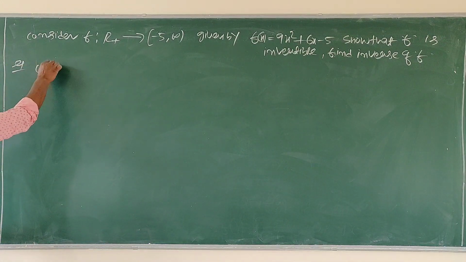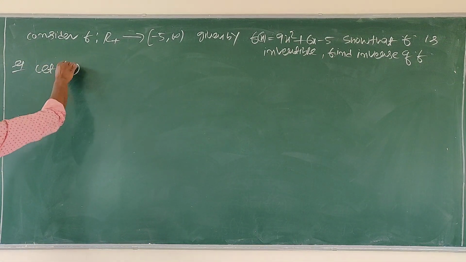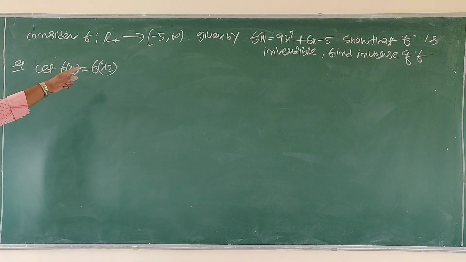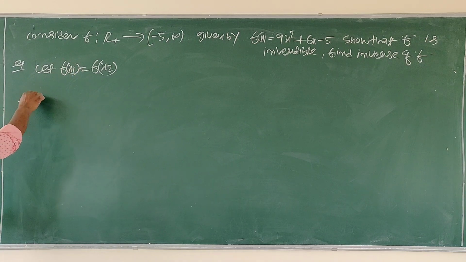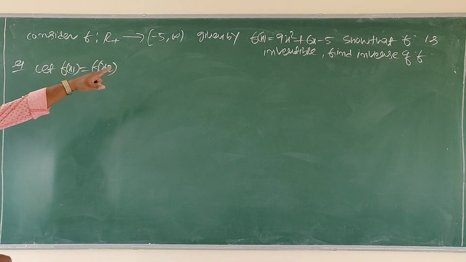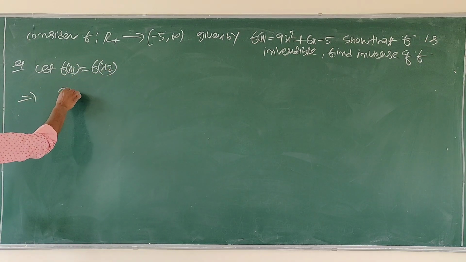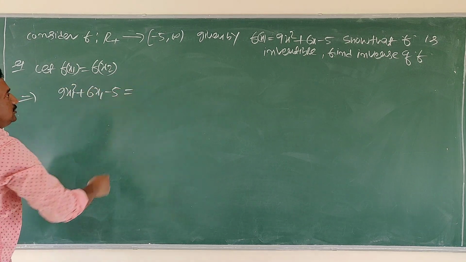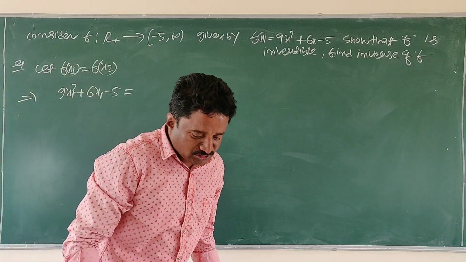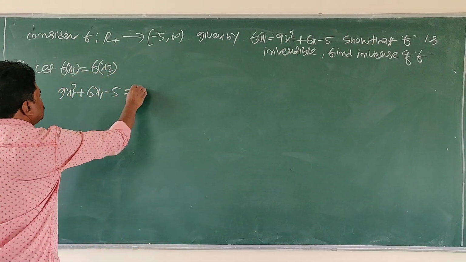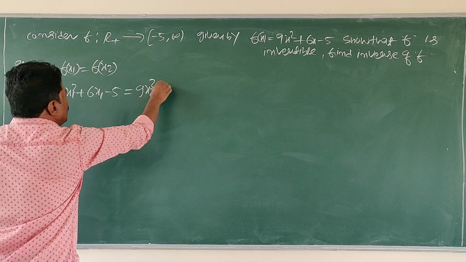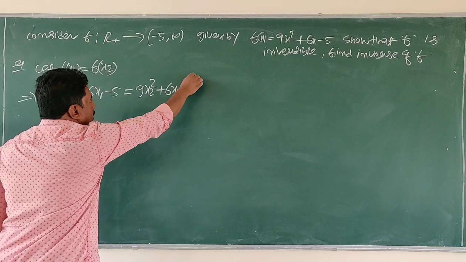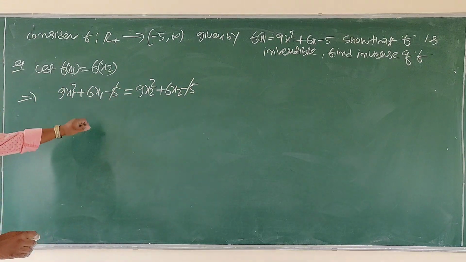Solution. Let f(x1) equal f(x2). That implies f(x1) means 9x1 square plus 6x1 minus 5 equals f(x2), so 9x2 square plus 6x2 minus 5. Minus 5 gets cancelled.